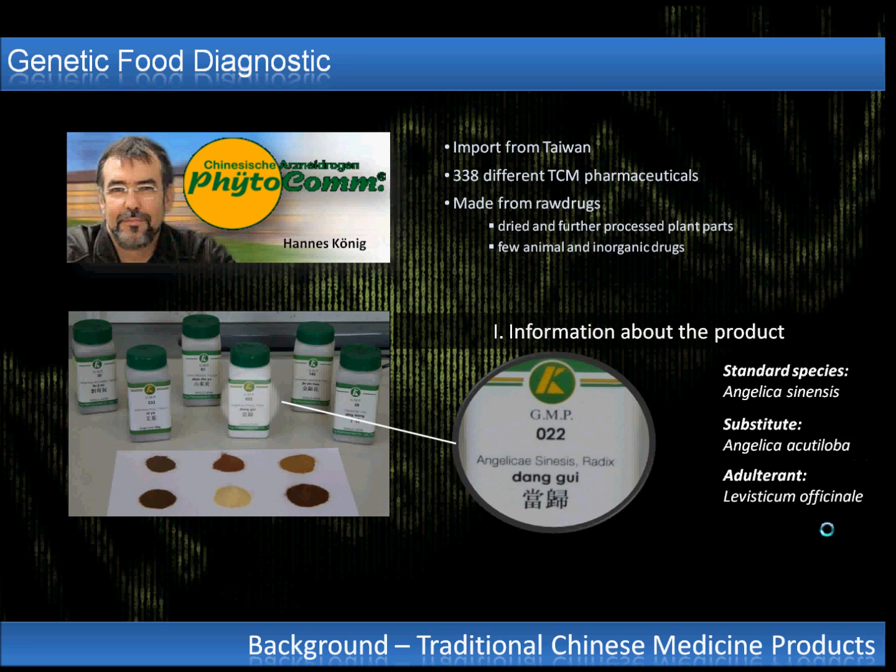So for each of these hundreds of different pharmaceuticals there are one or more standard species that are mainly used for these products, and there are sometimes also a lot of substitutes which can be used but are not that good in quality, and there are also quite often adulterants known which shouldn't be used for this product because it has a maybe different effect, no effect at all, or it's even toxic.